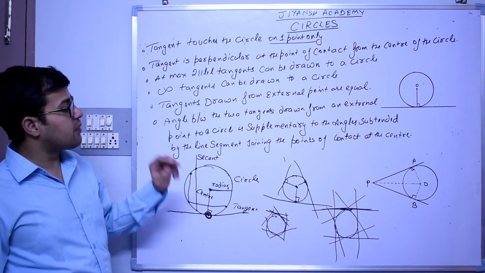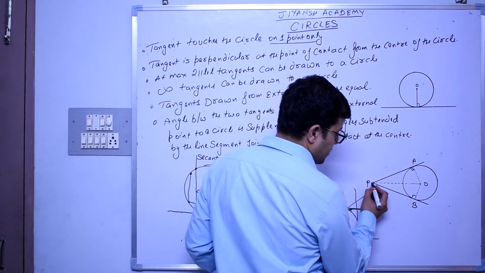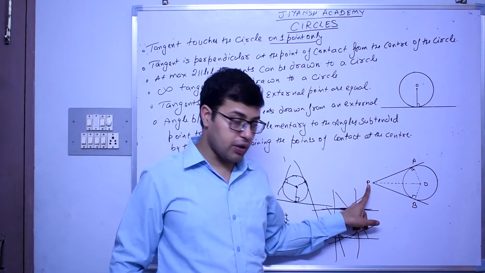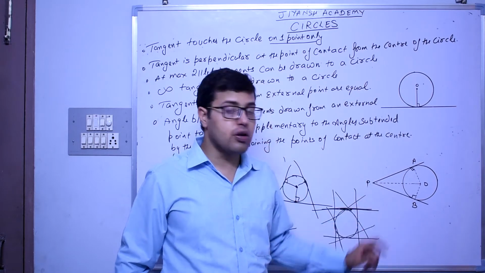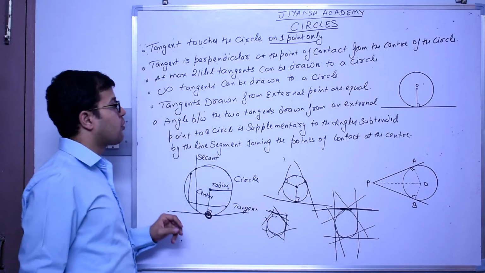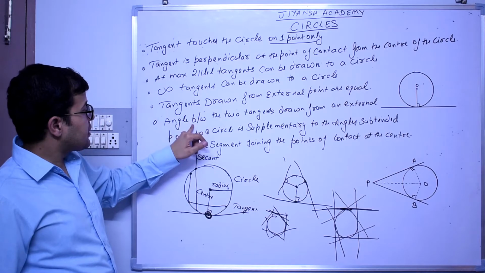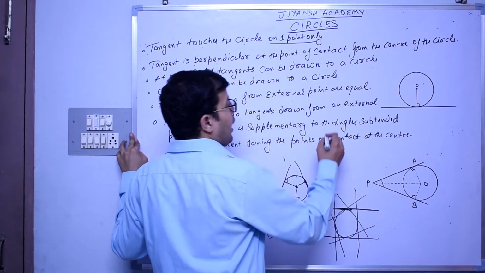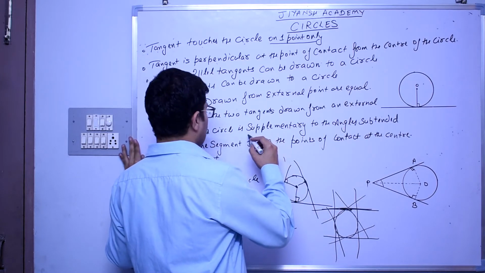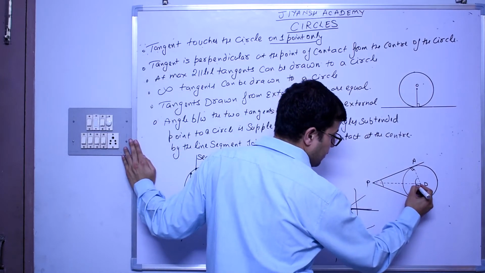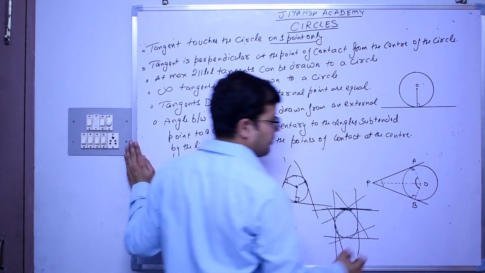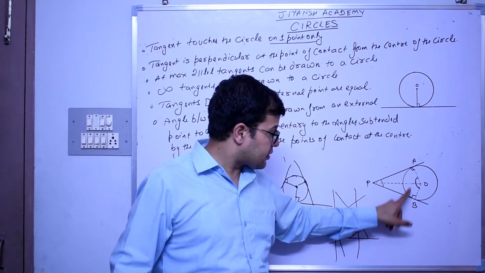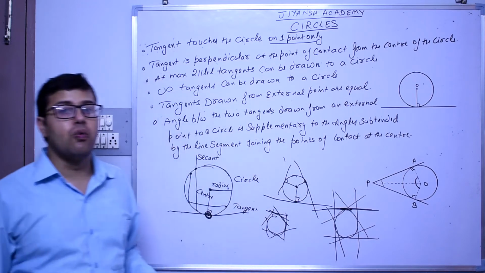Tangents drawn from an external point are equal. Now this is tangent PB and this is tangent PA. They are drawn from an external point P, so hence PA will be equal to PB. We'll prove it later on. And the angle between the 2 tangents, this is the angle between the 2 tangents, and the angle subtended at the center. So this is the angle subtended at the center. So these 2 angles will be supplementary. So angle APB plus angle AOB should be 180 degrees.